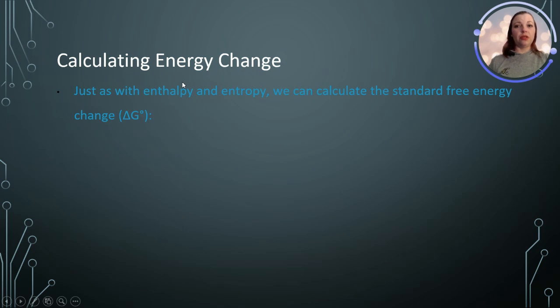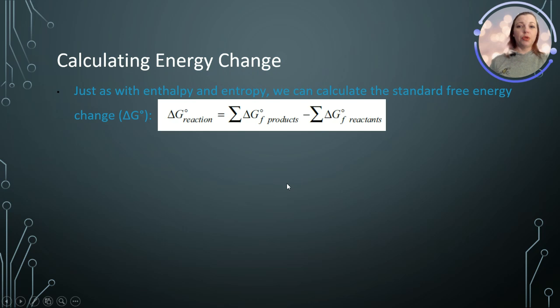That should say Gibbs free energy, not just energy. So as with enthalpy and entropy, we can calculate the standard free energy change in exactly the same way that you've seen before. Now, I am going to assume that you know how to do this at this point, and so I am not going to show you an example of this particular calculation, but it is done in exactly the same way. Products minus reactants, you would multiply the values by their coefficients.